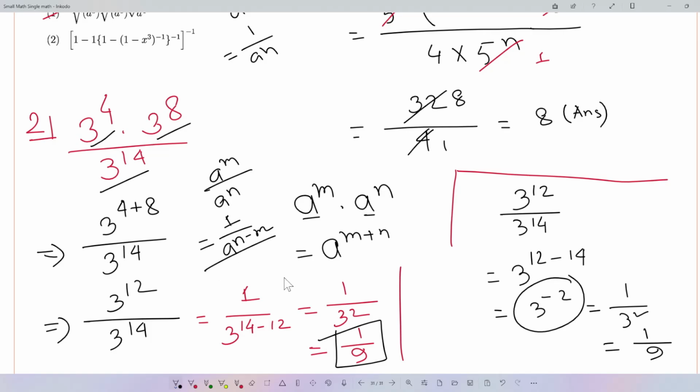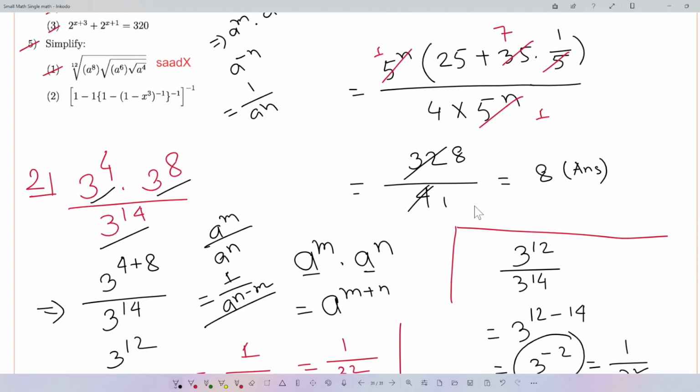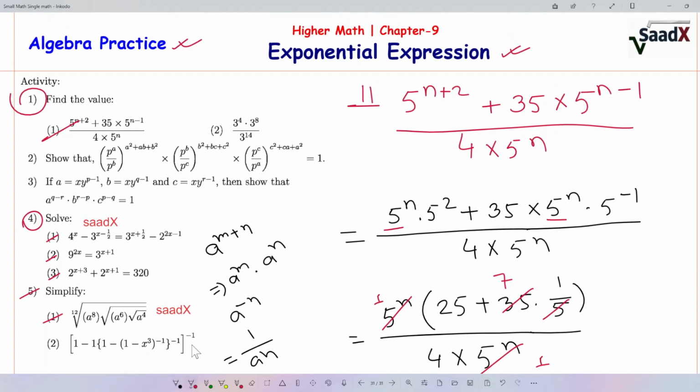Very simple thing. So I hope you cleared this one, but if you have any confusion, please write a line in the comment section. So number 1 and 2 done. This video I will try to solve 2 and 3 also. Let's start. Number 2.